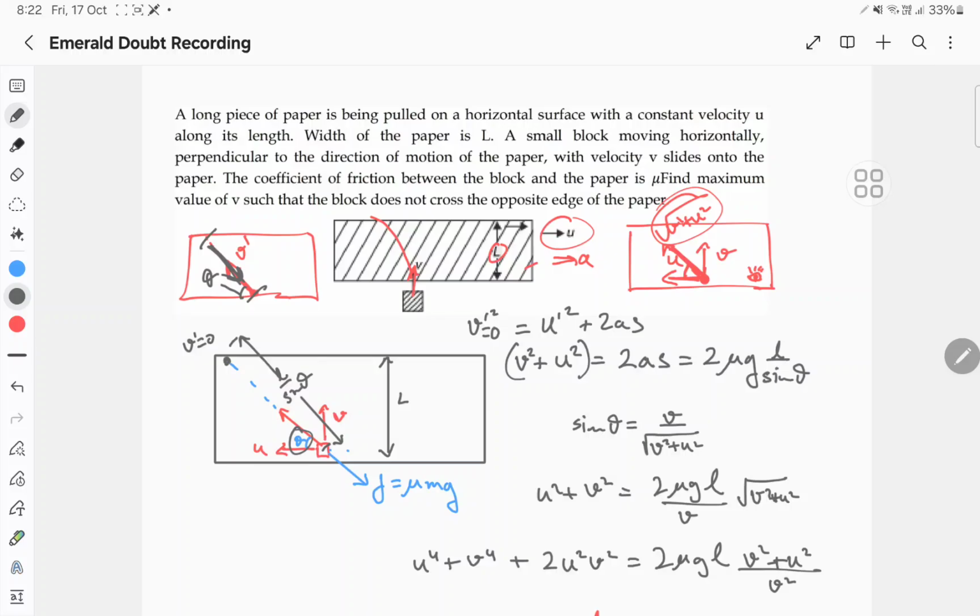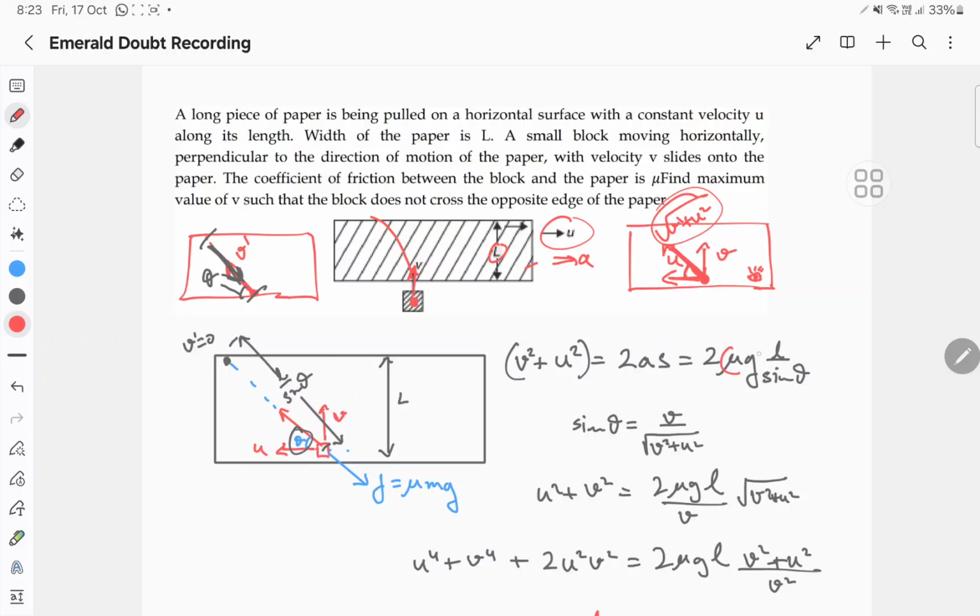Here the acceleration is negative because the friction is in the opposite direction. If you apply it, we get this equation. They have asked what v is in terms of mu and everything else given to you. So what is the acceleration? Acceleration is friction divided by the mass. Friction is mu mg. This is the top view. The weight mg acts downwards, the normal reaction is mg upwards, so the friction is mu mg.